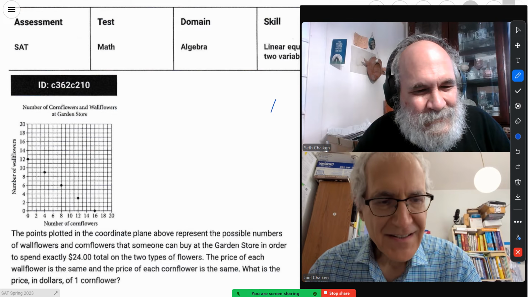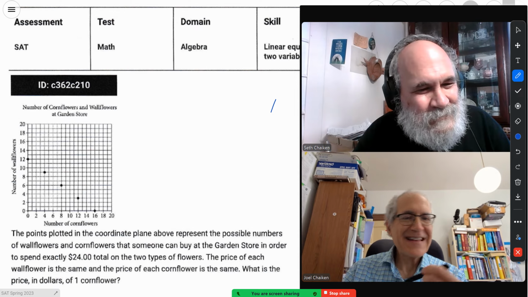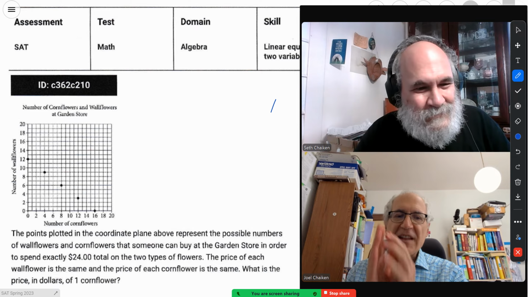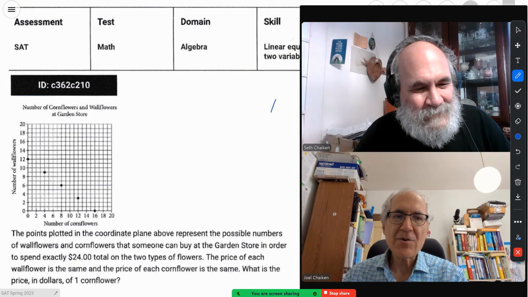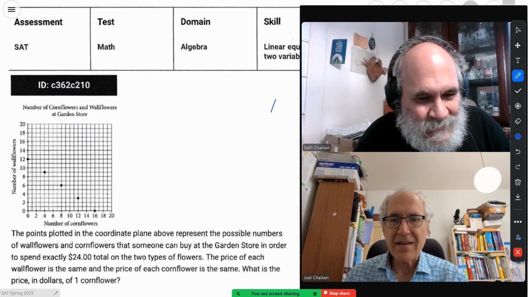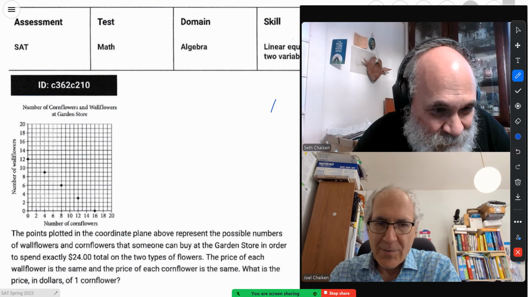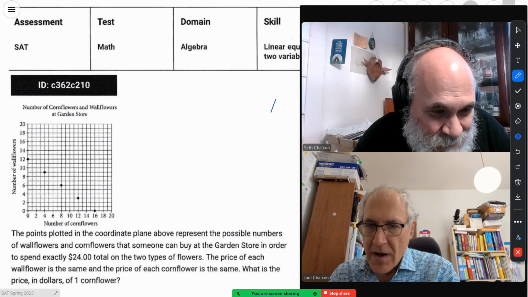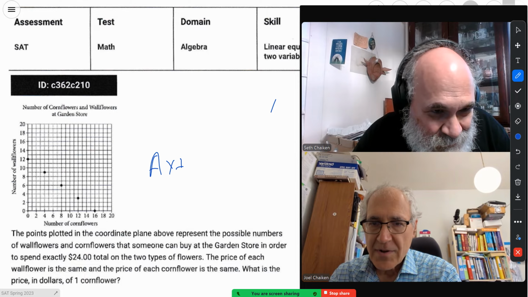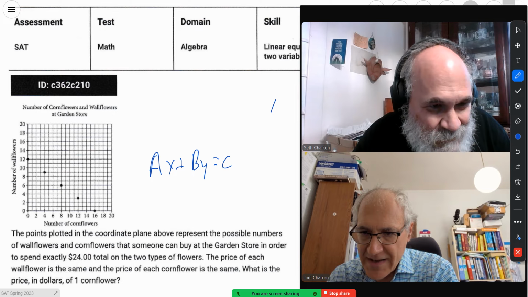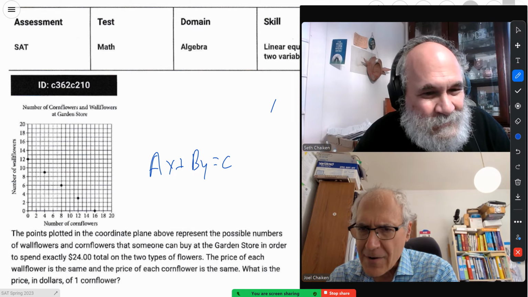I know Seth doesn't like me to think this way, but I always like to categorize the problem. This is a classic linear trade-off problem with the equation ax plus by is c. That's the type of question it is. I like to always do that first. So we have ax plus by is c. Now, what is the price in dollars of one cornflower?